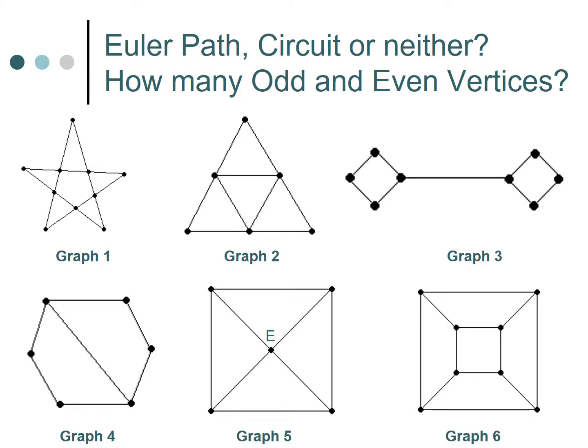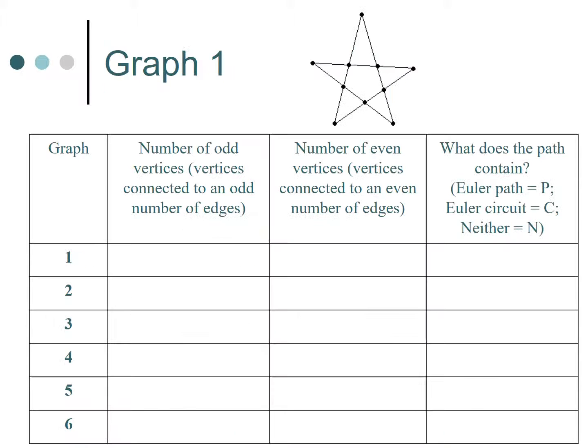Now looking at these particular shapes, let's look at each one. If we start with graph 1, we notice it's this kind of star shape. Let's keep track of the number of odd vertices, the number of even vertices, and whether it's an Euler path, circuit, or neither of these. If you had a chance to figure this out, you can go through all of these edges once and only once, and you end up where you started. It's a circuit, not a path.